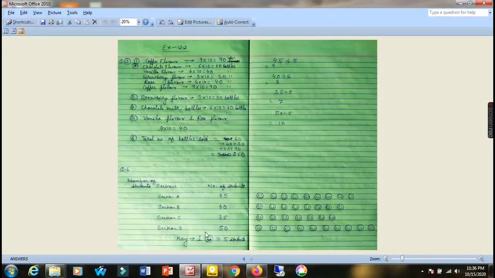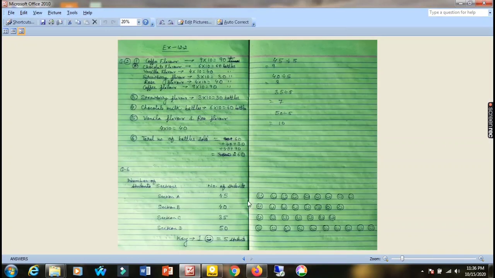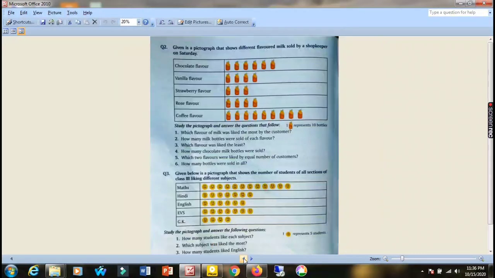Now come to question number 5. Which 2 flavors were liked by an equal number of customers? You can see here vanilla flavor 4 bottles and rose flavor 4 bottles. This is 4 into 10, 40, and this also becomes 4 into 10, 40. As you can see in the answer, vanilla flavor and rose flavor, 4 into 10, 40. Now move to question number 6.